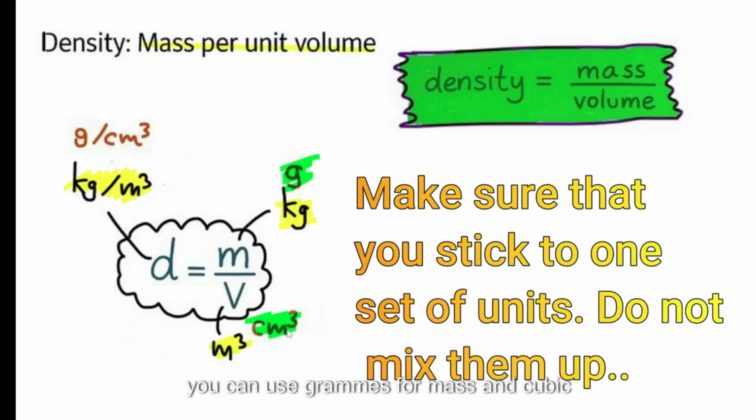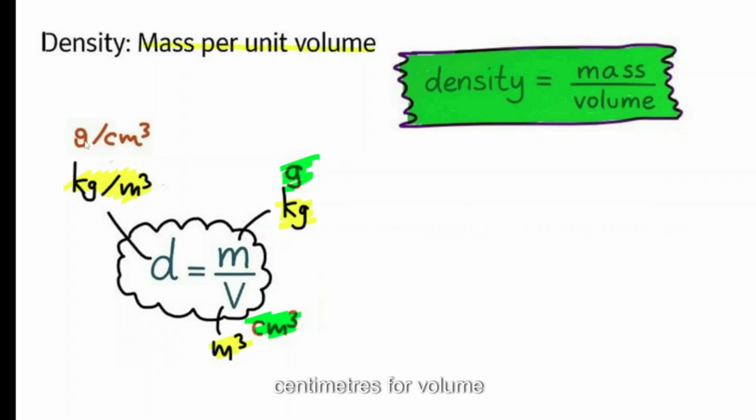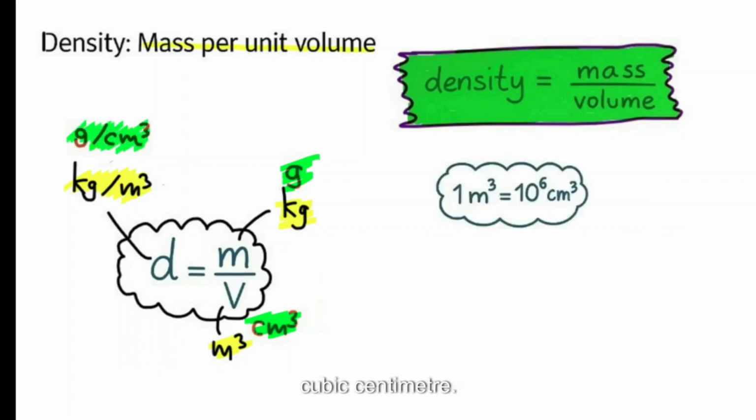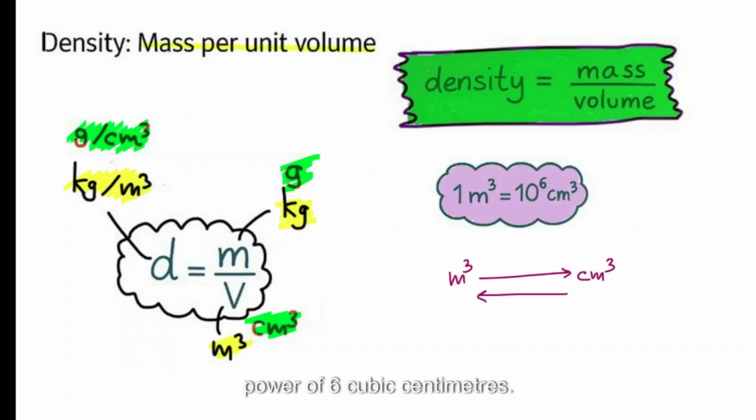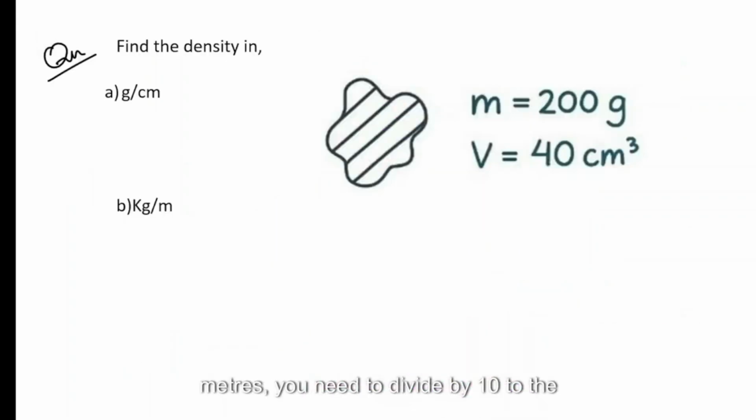Alternatively, you can use grams for mass and cubic centimeters for volume, and the density is given in grams per cubic centimeter. And here is an important unit conversion. 1 cubic meter is the same as 10 to the power of 6 cubic centimeters. So to convert cubic meters to cubic centimeters, you need to multiply by 10 to the power of 6. To convert cubic centimeters to cubic meters, you need to divide by 10 to the power of 6.